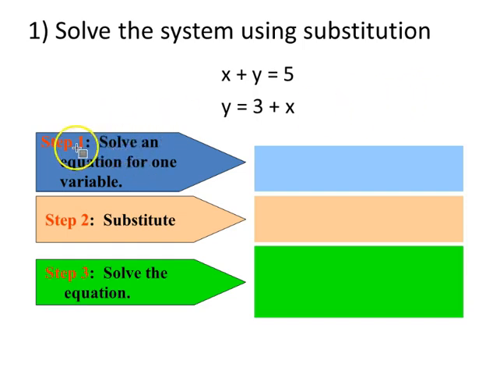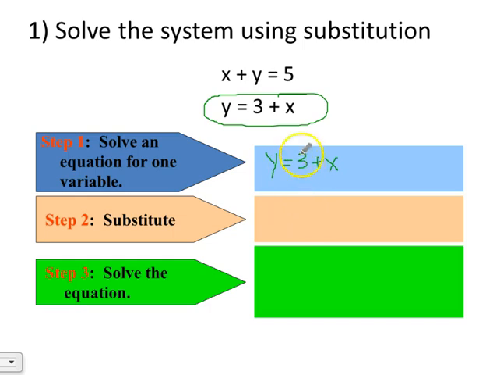So first, our first step is solve an equation for one variable. So looking at those, do we already have an equation that's solved for a variable? We do. This equation right here, y equals 3 plus x, is already solved for one variable.